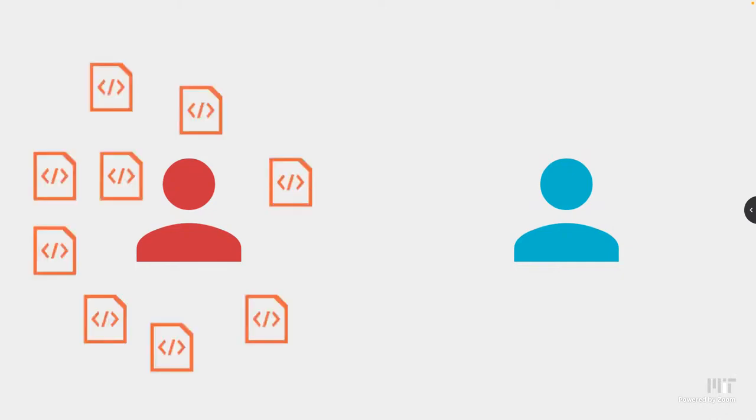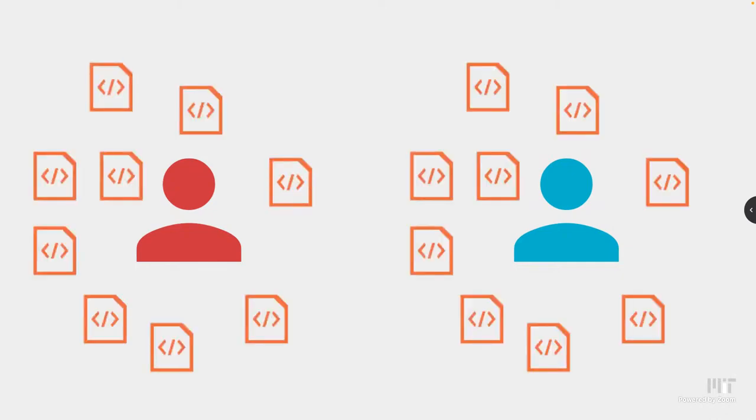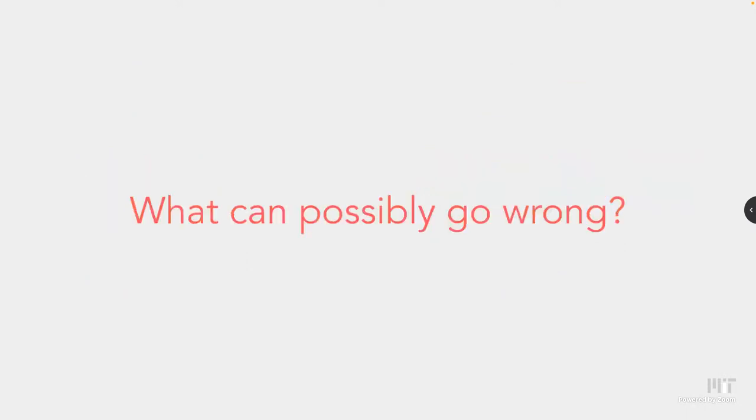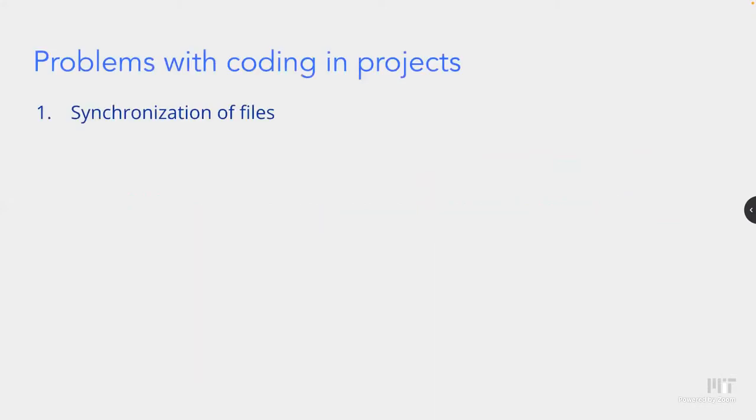But what if Ben's working on a code base? Well, there's a lot of code, right? And Alice also has a lot of code. So this is really cluttered, and we can't really make this work by just sending and receiving files and making changes manually. So what can possibly go wrong?